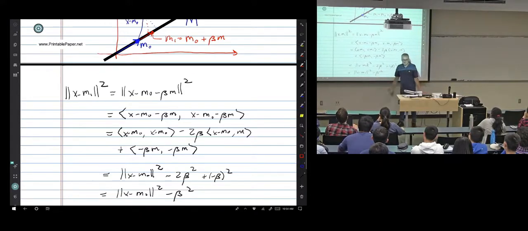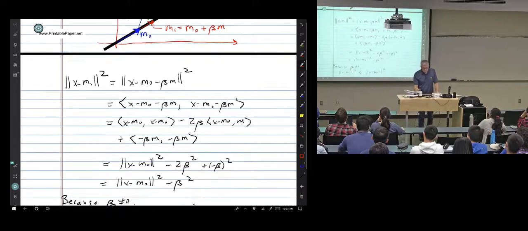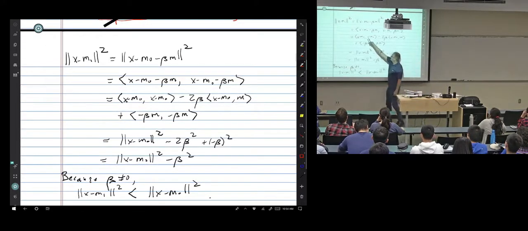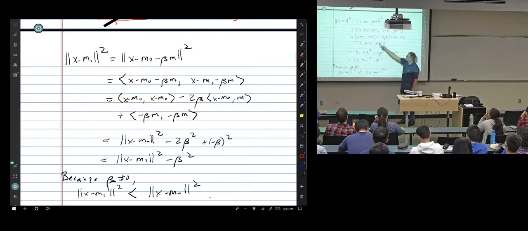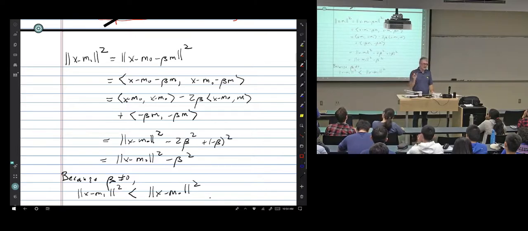And voila, I end up at the end. That number is precisely equal to this number minus a positive constant. So that number is smaller. Okay, so that shows there exists another point where the norm is smaller, so M0 is not a minimizer. M1 is not necessarily a minimizer either. It's just smaller error. Question?